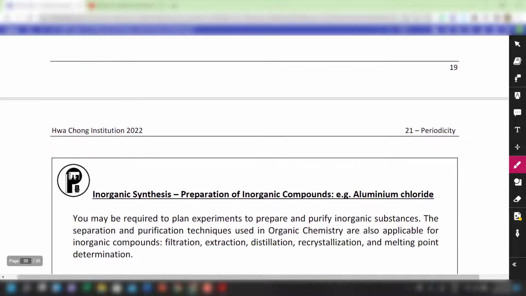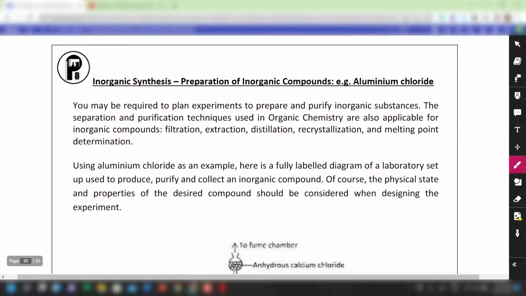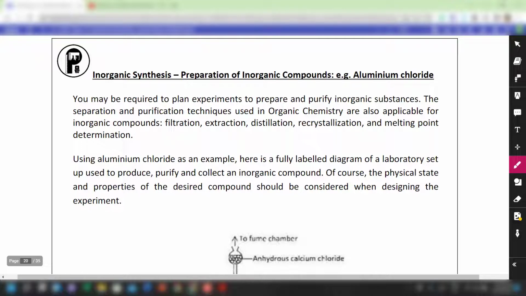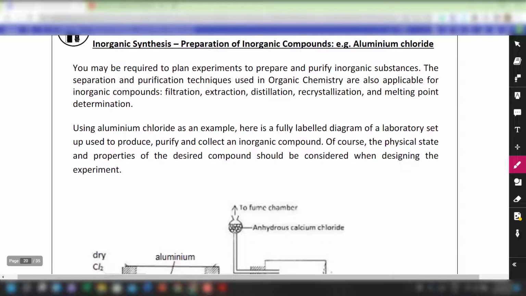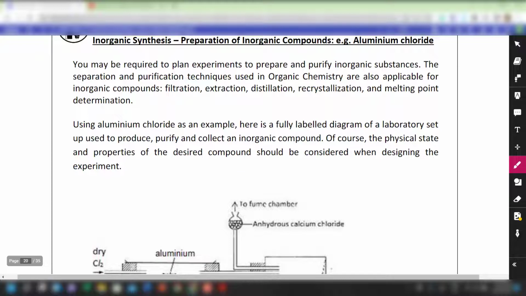For the planning icon, it's quite a generic one, but we are basically discussing inorganic synthesis. How do we prepare simple inorganic compounds such as aluminium chloride? Sometimes you may be required to plan experiments to prepare and purify inorganic compounds. The techniques in organic chem can also be utilized, for example filtration, extraction, distillation, recrystallisation, melting point determination.